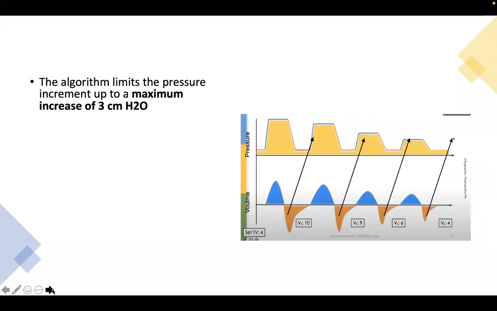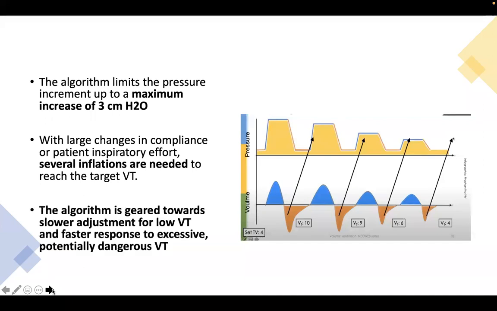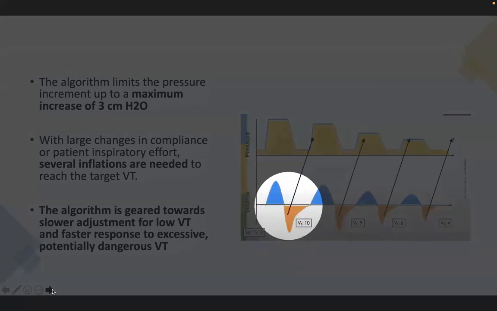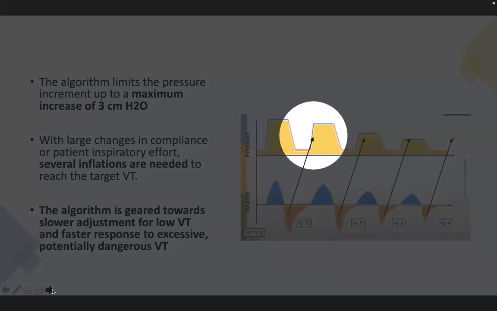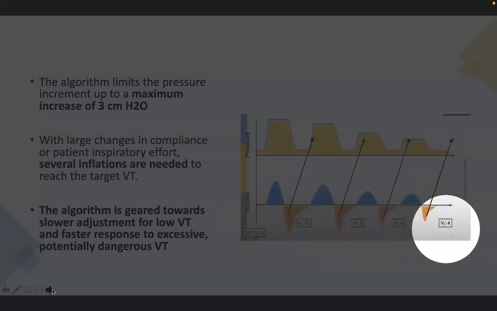The algorithm limits the pressure increment to a maximum increase of 3 cm water. With large changes in compliance or patient inspiratory effort, several inflations are needed to reach the target VT. The algorithm is geared towards slower adjustment for low VT and faster response to excessive, potentially dangerous VT. What it essentially means is that if we set a VT of, suppose, 4, and the machine delivers a tidal volume of around 10, then the machine will adjust the PIP slowly, not very drastically. It will require almost 3 to 4 breaths to slowly adjust the PIP, and the required PIP for the tidal volume will be achieved in around 3 to 4 breaths, so that the desired target volume, that is VT equal to 4, is achieved.